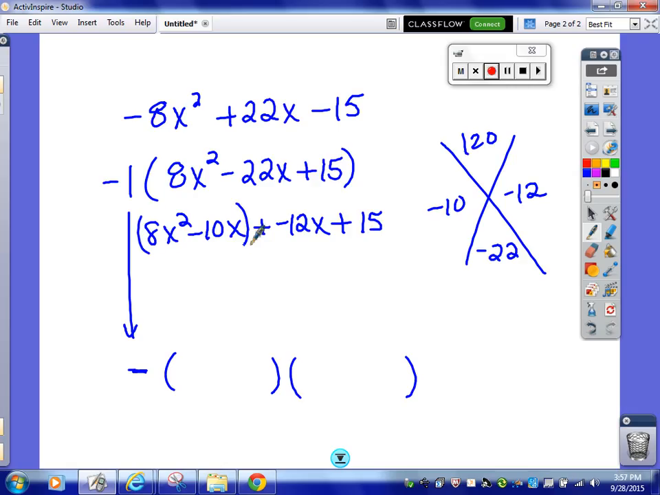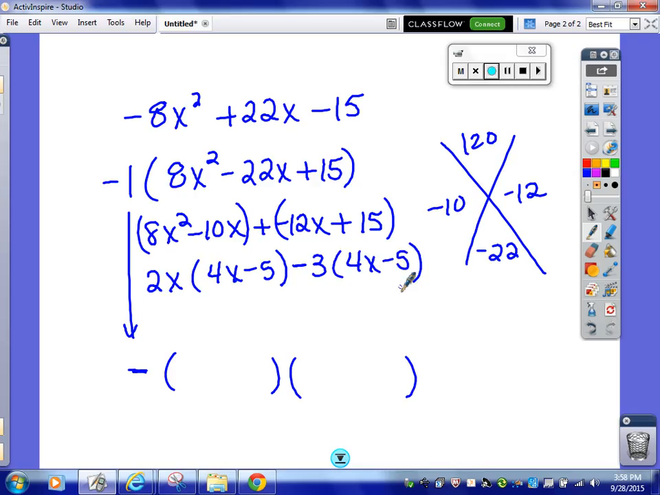Group the first two, group the last two. GCF: 2x leaves me with 4x minus 5. Now this lead coefficient is negative, so you have to pull out a negative 3. So 4x minus 5. So your final answer is going to be negative, from where I pulled out that negative 1 at the beginning, times 4x minus 5 and 2x minus 3. Now remember, you can always check a factoring problem by multiplying it back together and seeing if you get the original trinomial. And definitely check your signs, making sure you're getting that original trinomial.